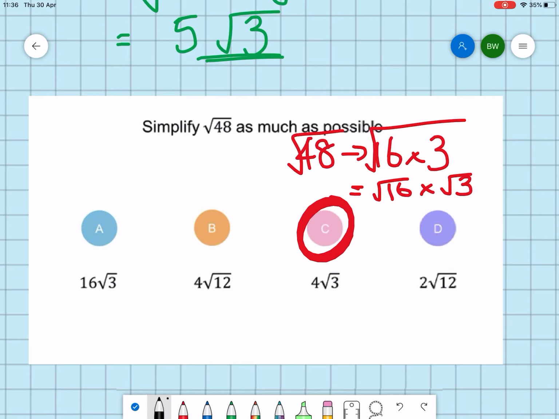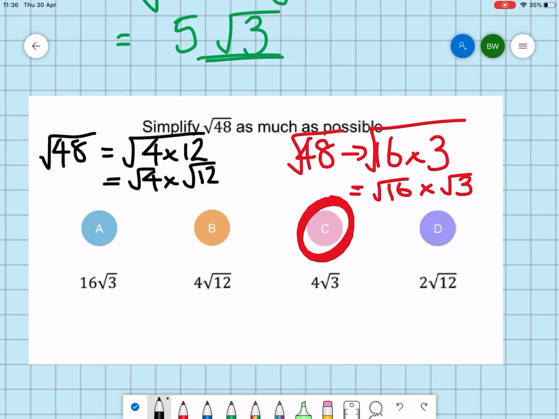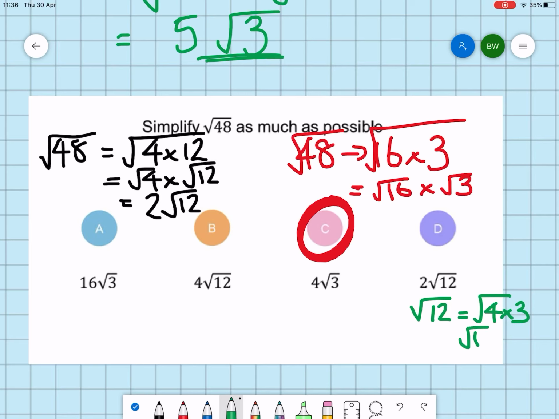However, some of you may have used 4, and you may have done root 48 is equal to root 4 times 12, which is root 4 times root 12, which is 2 root 12. Now, that is an answer, but it's not simplified as much as possible because root 12 can be simplified further because it's the same as root 4 times 3. So the same as 2 root 3. So when we simplify that further, it becomes 2 times 2 root 3, which becomes 4 root 3. So C is your answer to that one.